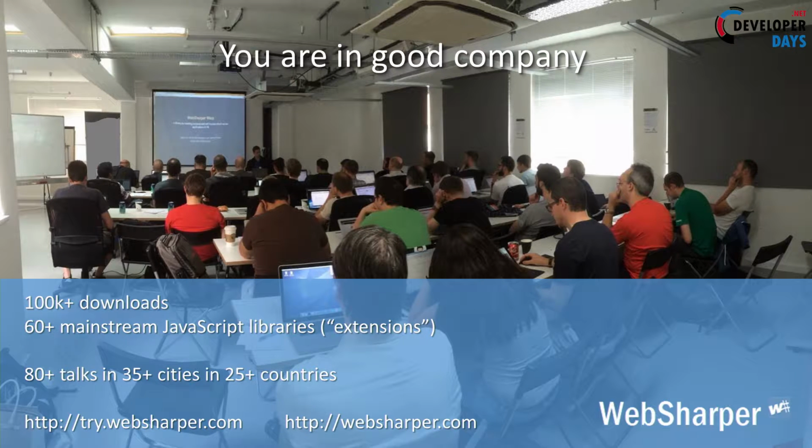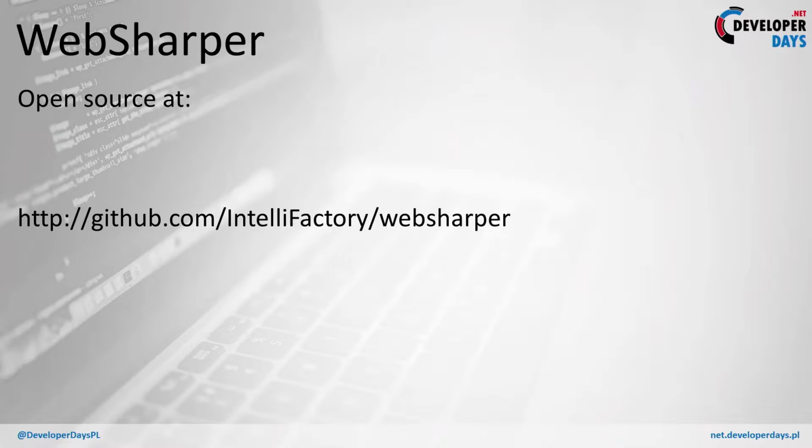You can see the URLs in the bottom. There's websharper.com, and there's also a site called try.websharper.com. This is a site where you can go online and test various snippets. I urge you, I will be demoing some of these snippets in this talk, so you will get a feeling for it. As I said, WebSharper is an open source project.